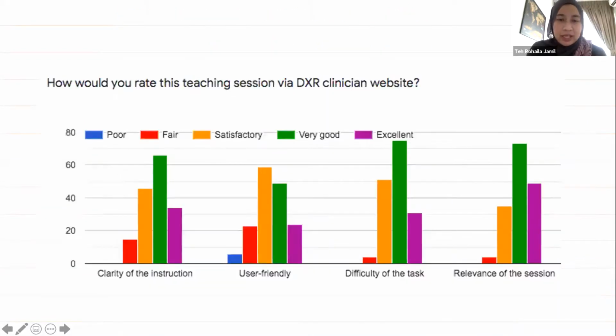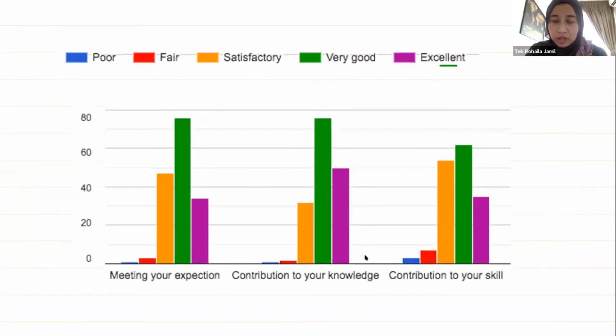So very briefly, as you can see, user-friendliness is not so high compared to the rest. For the rest, this yellow one, satisfactory, is lower, but for user-friendliness, the very good and excellent is not so high. So I think the students did not find it very user-friendly, a bit fiddly maybe. And then also contribution to knowledge, I think, is more compared to skill. So they might feel that it's more beneficial for knowledge instead of skill.